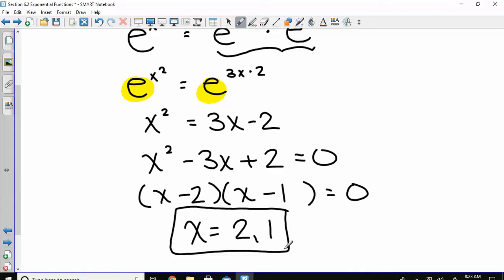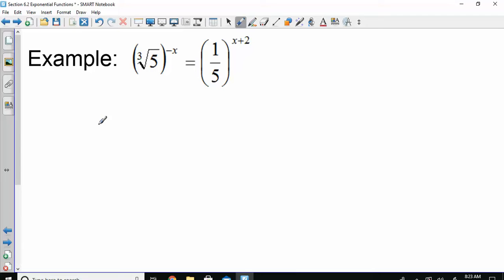Alright, I want to do maybe 3 more examples, and then I'm done. I have to have some pretty ones before we finish, though.